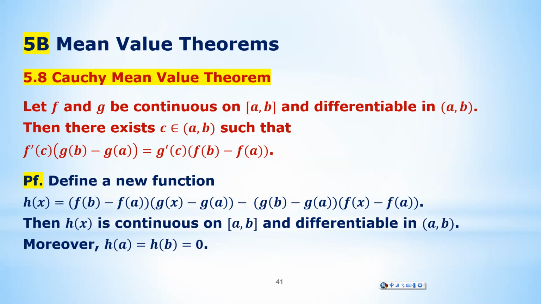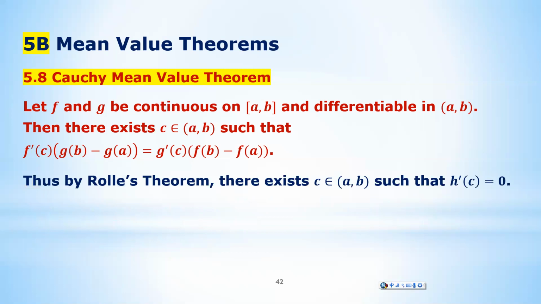Now if you plug in x equal to b, the first part becomes (f(b) minus f(a)) times (g(b) minus g(a)). The second part is (g(b) minus g(a)) times (f(b) minus f(a)). That's exactly the same term with a minus sign, so they cancel. Therefore H(b) is also 0. This satisfies the assumptions of Rolle's theorem, so I can apply it. By Rolle's theorem, there exists a c, not necessarily unique, just one c, so that H prime of c equals 0.